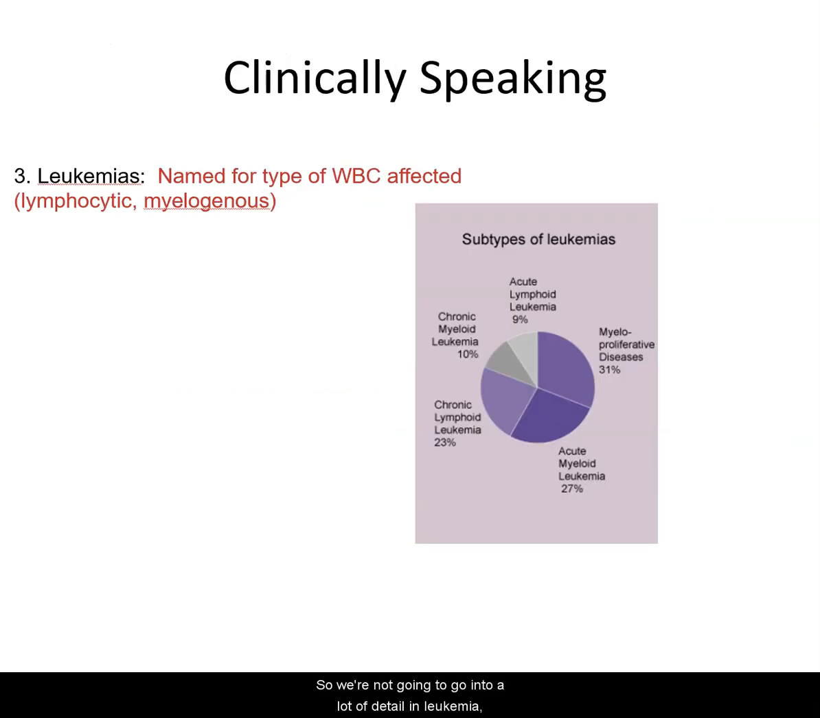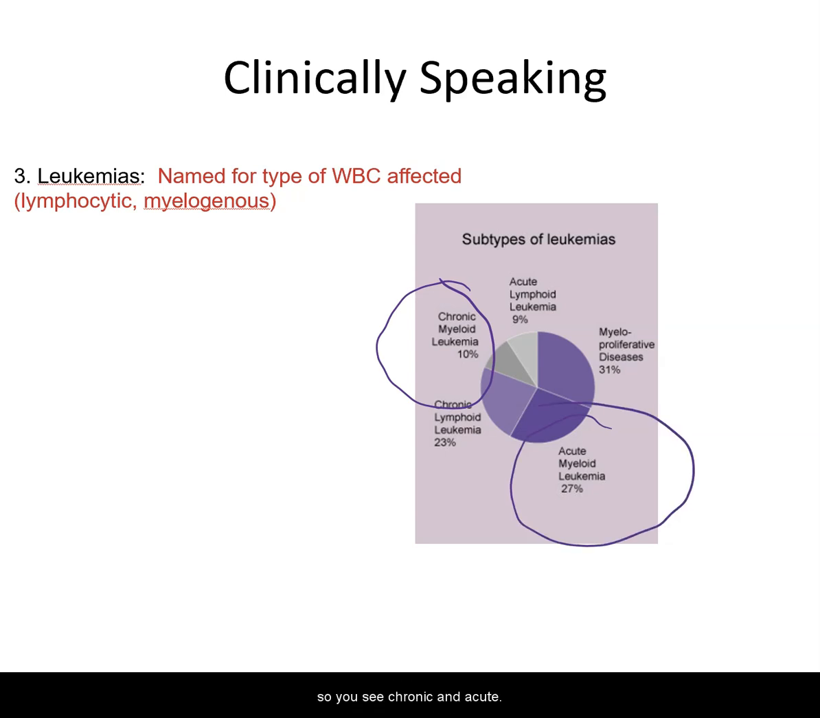So we're not going to go into a lot of detail on leukemia, but when you look at the leukemias, and you might know someone who's had leukemia, there's different types of leukemia. So it's usually named whether it's acute or chronic. So you see chronic and acute. And it's also named according to which stem cell. We talked about those white blood cells in the bone marrow and the stem cells. Which of those are affected?